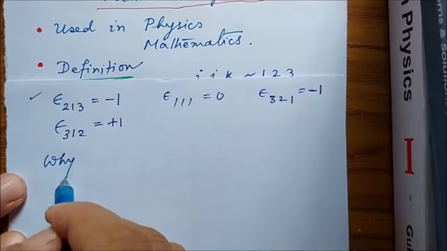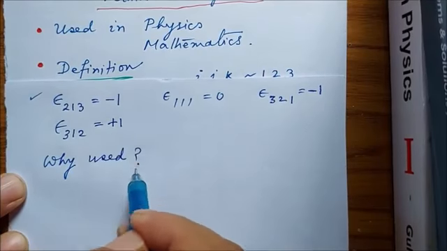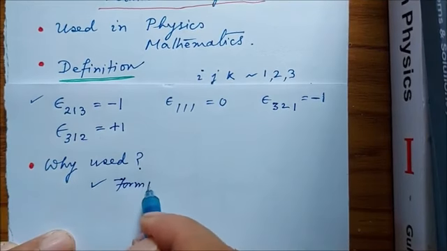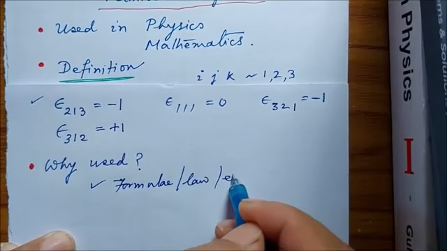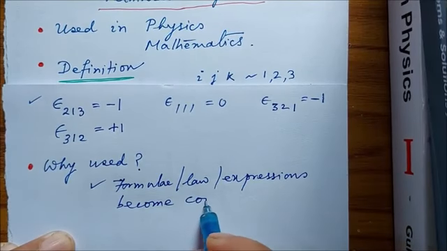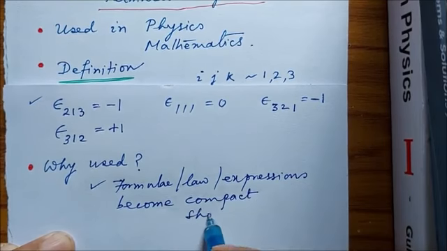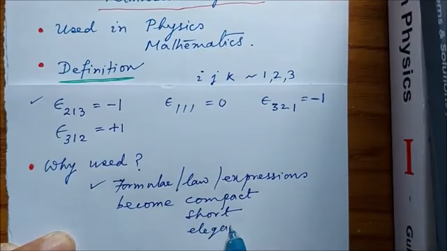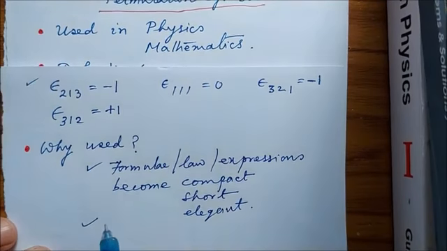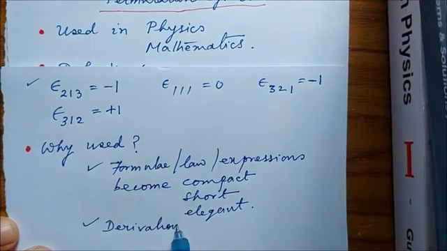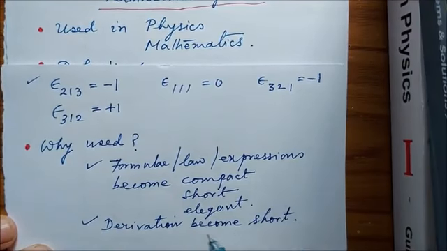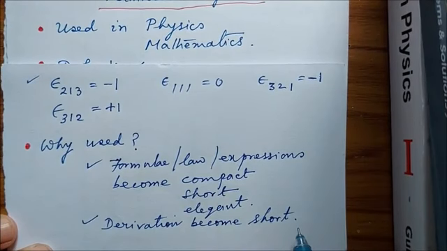Let us now mention why we will use the Levi-Civita symbol. The Levi-Civita symbol is used to make formulae or laws or certain expressions become compact, they become short, and they become elegant. And also, with the help of the Levi-Civita symbol, derivations become very short. So with it, the derivations will not run into pages, but will run into few lines.